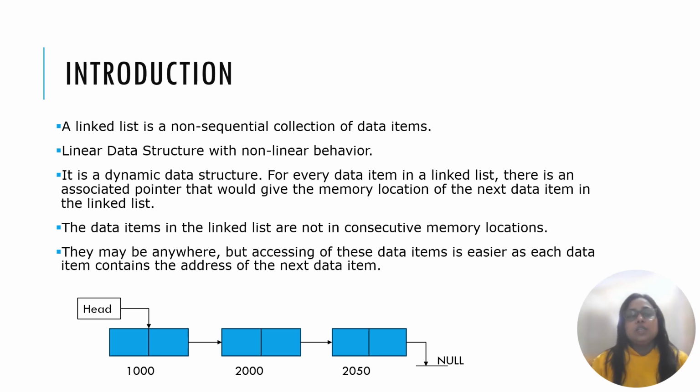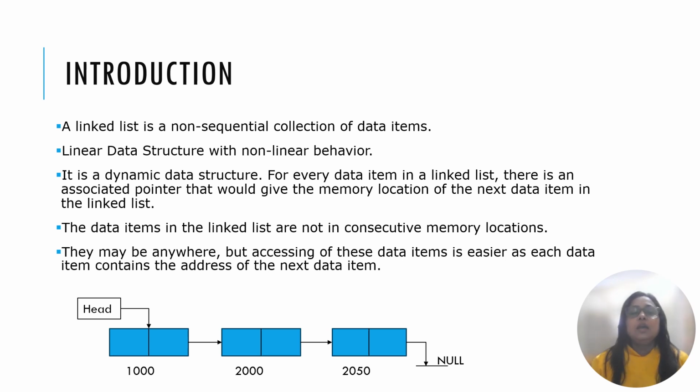As we know, for every data structure there are some defined operations we can perform. So for linked list also some defined operations we can perform. First of all, linked list is a non-sequential connection of data items. Here non-sequential means the data items will not be stored in a consecutive manner.